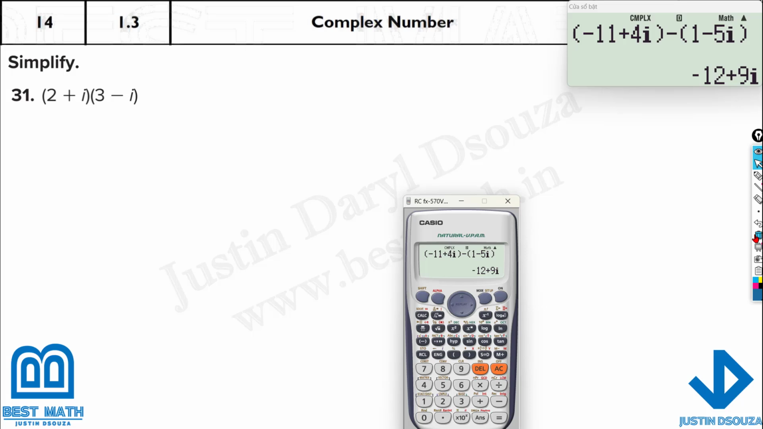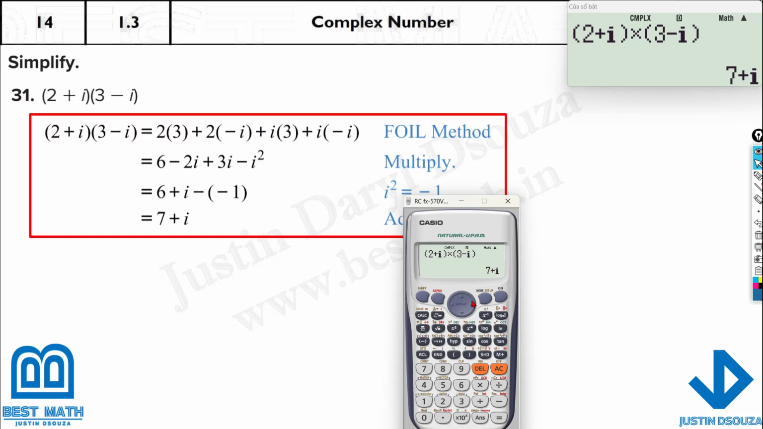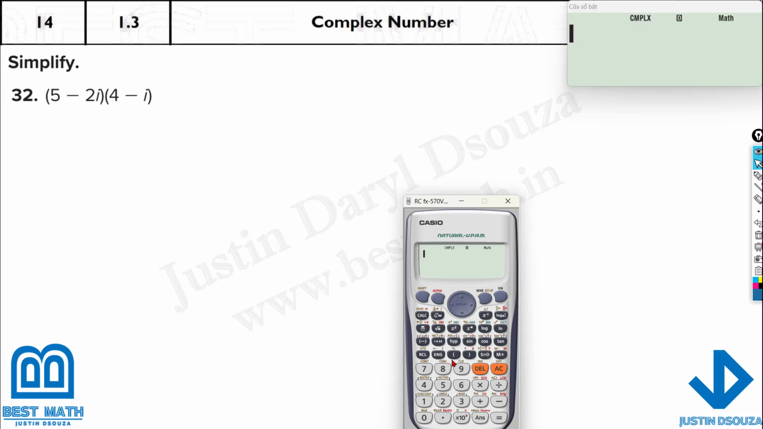What about multiplication? This is again still more easy using this calculator. All you need to do is type whatever is there. 2 plus i, close the bracket, multiply it by open bracket, 3 minus i, close the bracket. You get the answer 7 plus i. Even if you press multiplication, it's the same thing. You do not need to go and write multiplication or division. Just keep it like this. That's more than enough. What about this problem here? It'll be 5 minus 2i, close the bracket, open the bracket, 4 minus i, close the bracket.